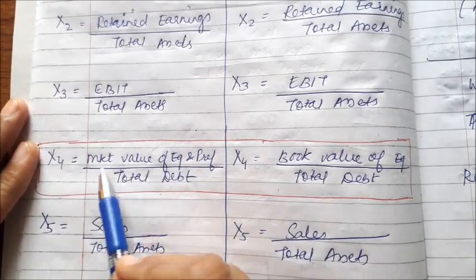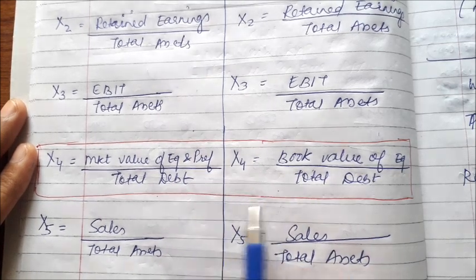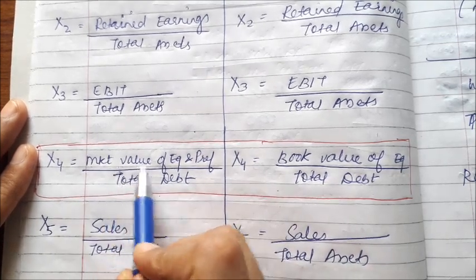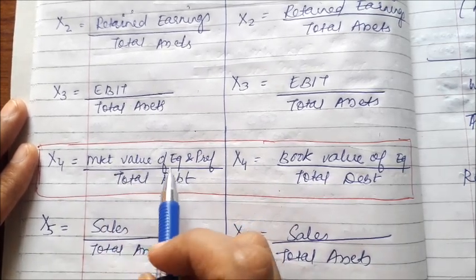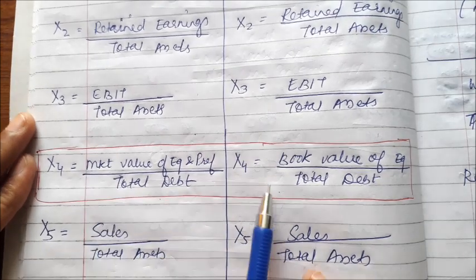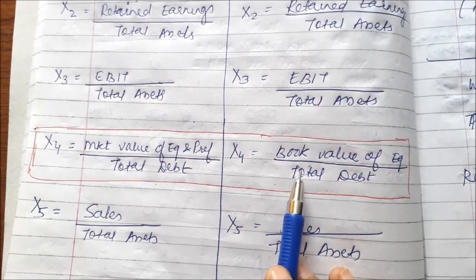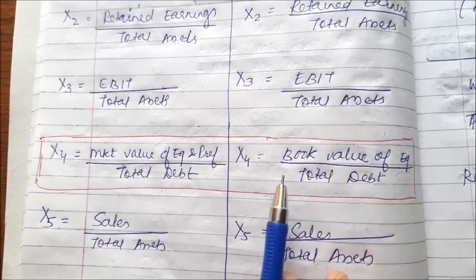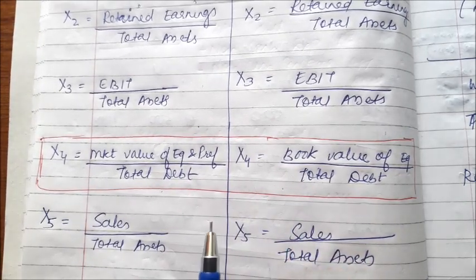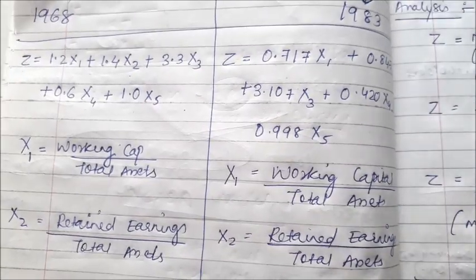But in X4, the denominator is total debt, and the numerator is the market value of equity and preference shares in the 1968 model, and the book value in the 1983 model. The earlier one considers market value and the later model considers book value. So this is the formula and this is the method of calculating.